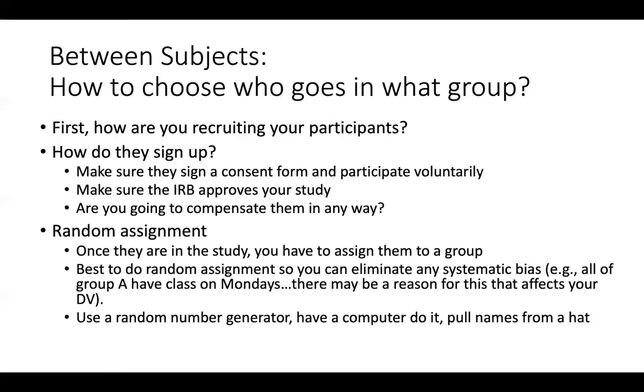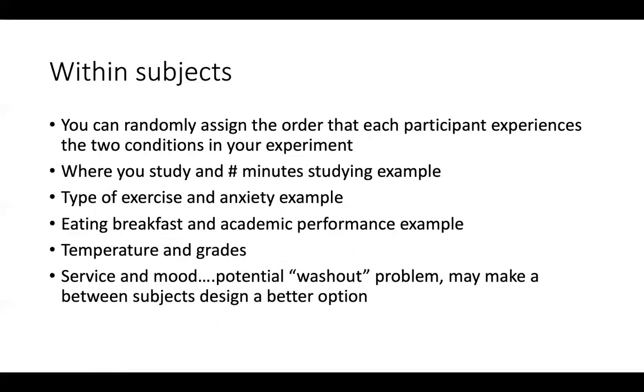And so between subjects design experiment, now it's random assignment. How do you do that? There are lots of ways. They're easy. Random number generators, have your computer do it. There's programs where you just say, here are all the people, boom, randomly assign them to groups, 3 groups, boom. It's so easy. You could pull names from a hat if you like to have fun that way. So that's how you choose who goes in which group.